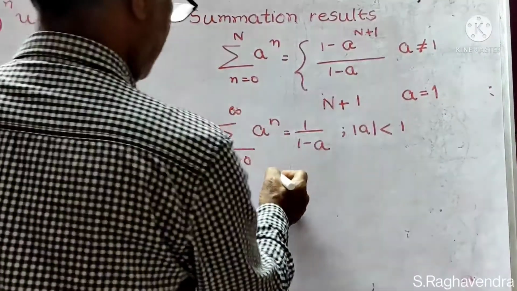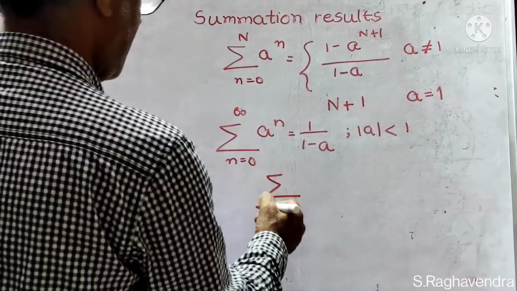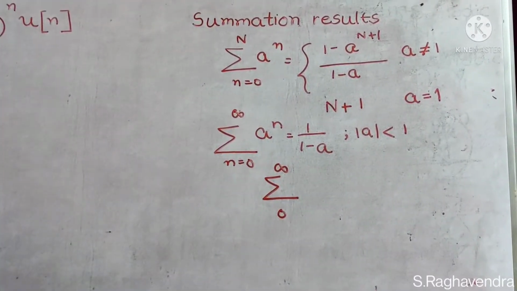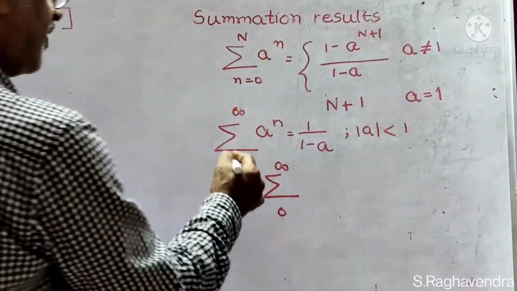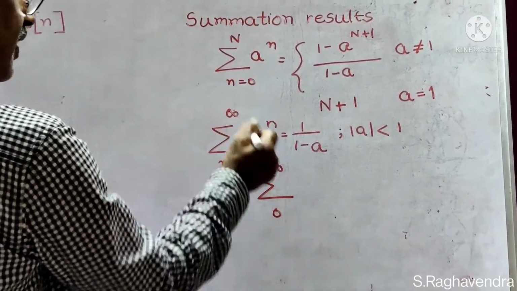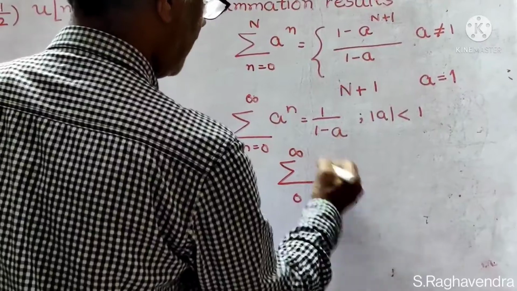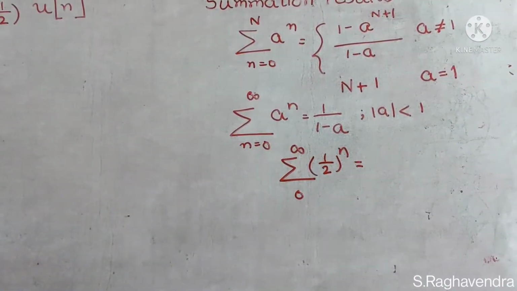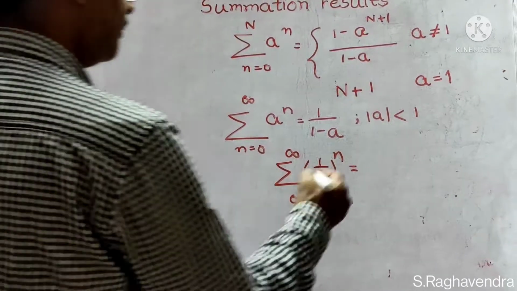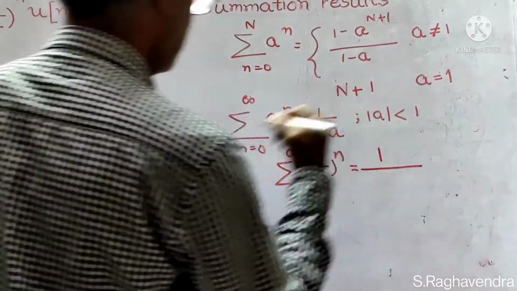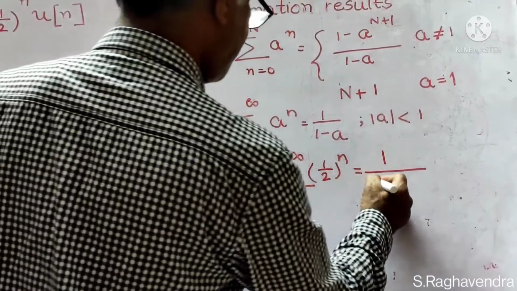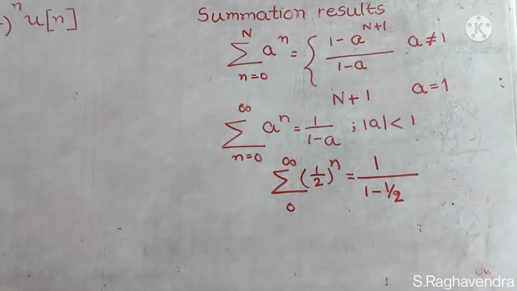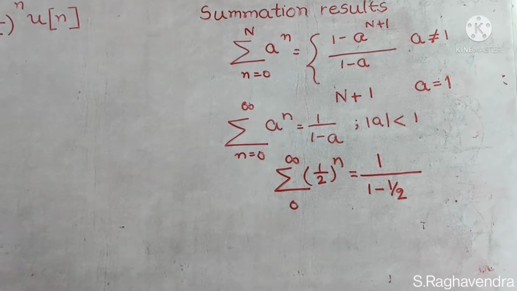For example, summation from 0 to infinity of half to the power of n equals 1 over 1 minus a, which is 1 over 1 minus half. This is how you have to work it out.